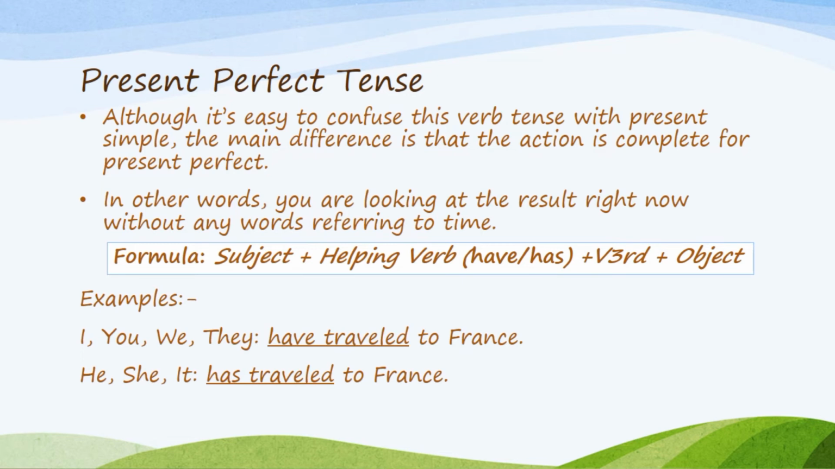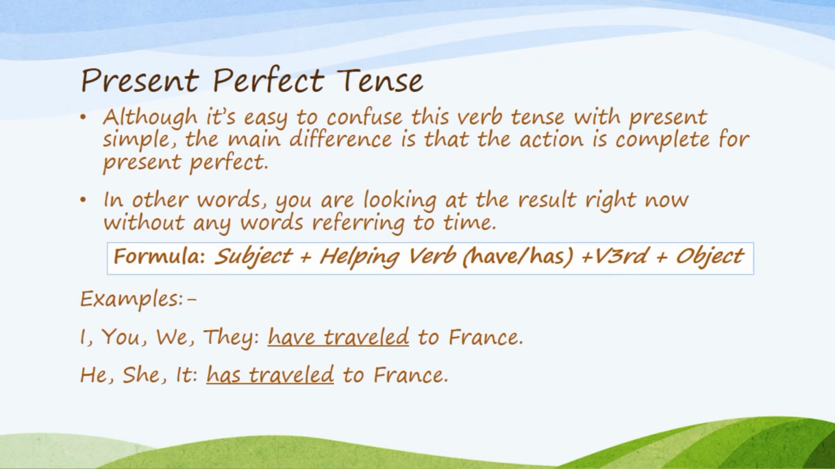Now what is the third form of verb, in which ed is mentioned, right? Now we have examples here. I have traveled to France. Now when we use I, you, we, or they, we always use have with a third form of verb and an object. Now our next example is he has traveled to France. Now when we will be using these pronouns, we will always use has with that.